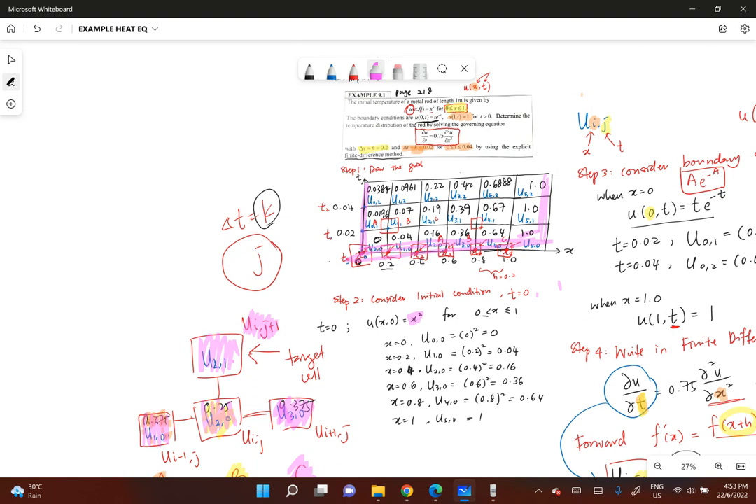Okay, sebenarnya boundary dekat sini ni. And then after that we use the formula given, change to finite difference form, and then we draw this molecule graph, and then we put in the grid line and solve all the value inside this one. Okay, boleh. So far, okay.